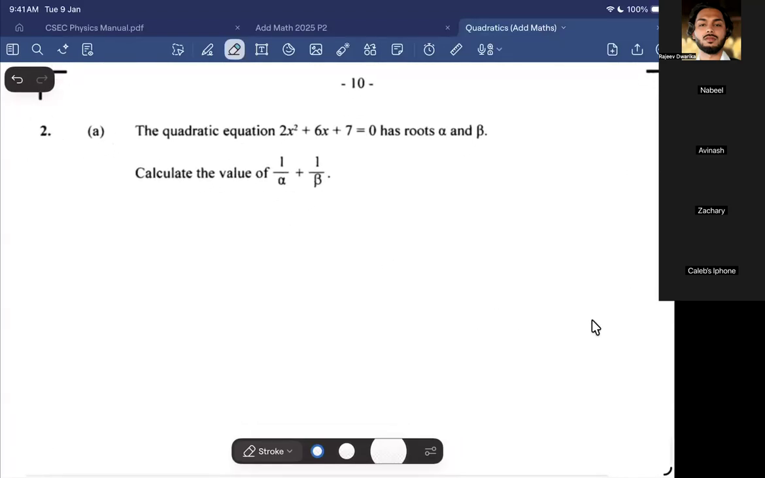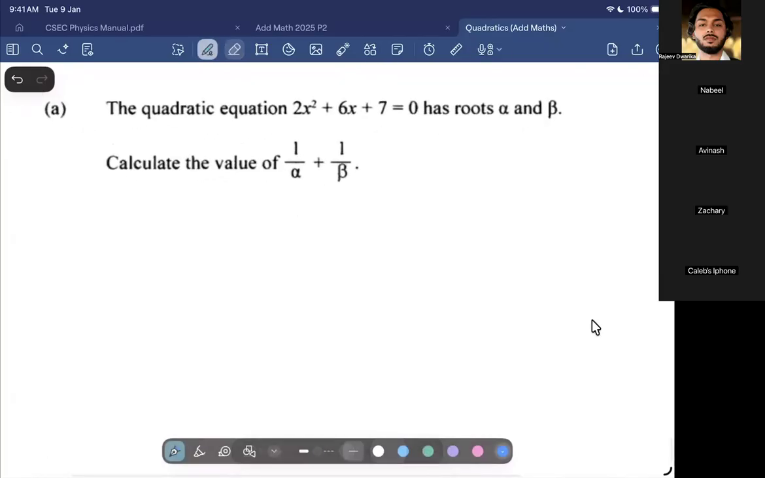Okay, question 2. A. The quadratic equation 2x squared plus 6x plus 7 is equal to 0 has roots alpha and beta. Calculate the value of 1 over alpha plus 1 over beta. So Zachary, to do this, you have to find the sum of the roots and the product of the roots first. That's the first thing you do with these types of questions.